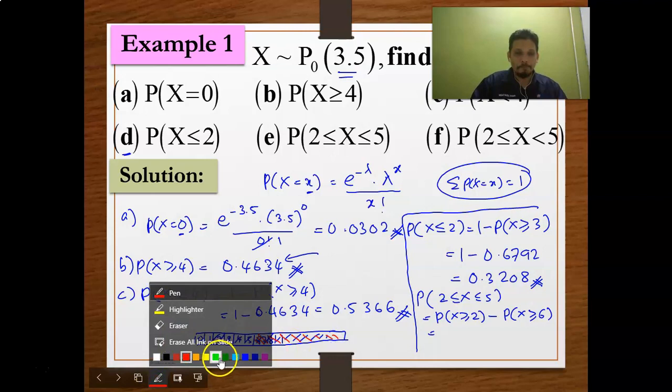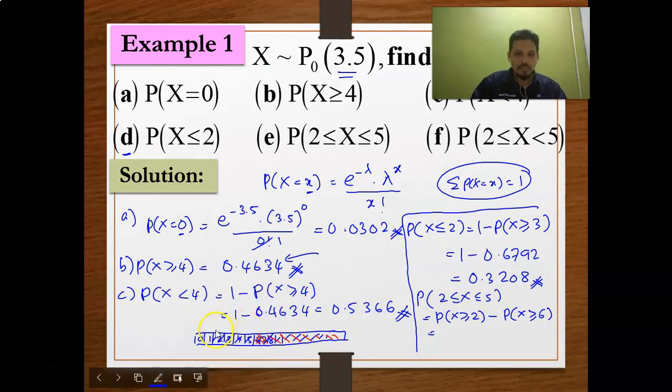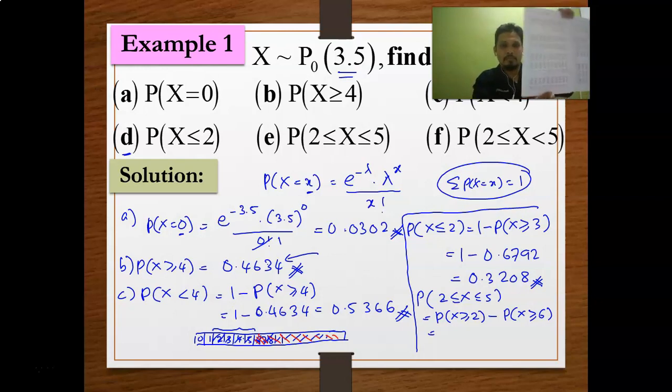So what do we get? We will get the probability of x from 2 until 5, that is 2, 3, 4, and 5. For the probability of x greater than or equal to 2, the parameter lambda is 3.5. It's still on page 12. Look at 2 here, and then find where it intersects with 3.5.